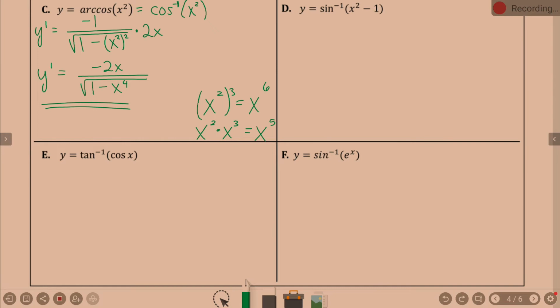Okay. Sine inverse. Derivative of sine inverse of something: 1 over square root of 1 minus (x squared minus 1) squared. So 1 over square root of 1 minus something squared. My something is x squared minus 1. You'll notice I put that binomial in parentheses. Times the derivative of something, the derivative of x squared minus 1, which is 2x.